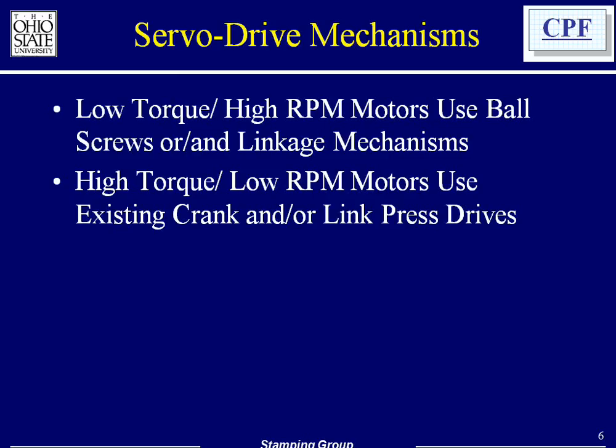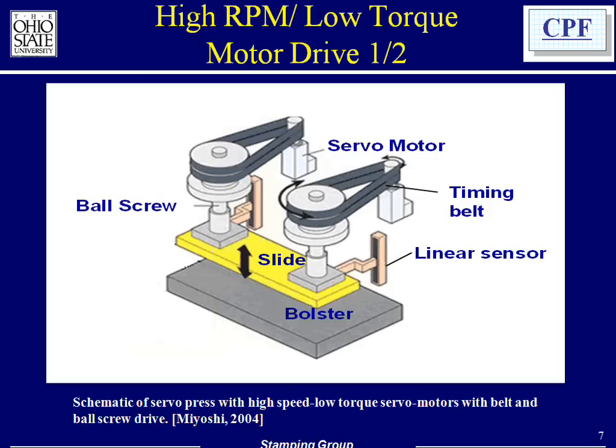But lately, in the last maybe 7, 8 years, people developed high torque and low RPM motors that can be attached to the press structure without any linkage mechanisms, and these really open up a whole new capability in servo press applications. You see in slide 7 the old design.